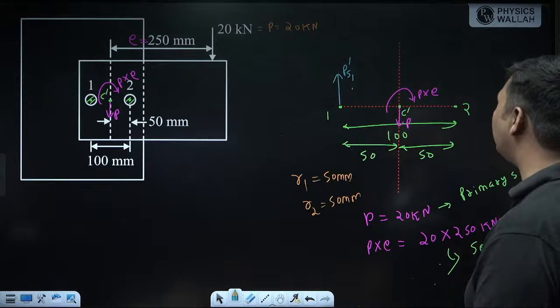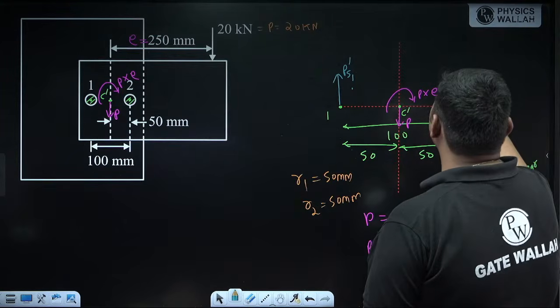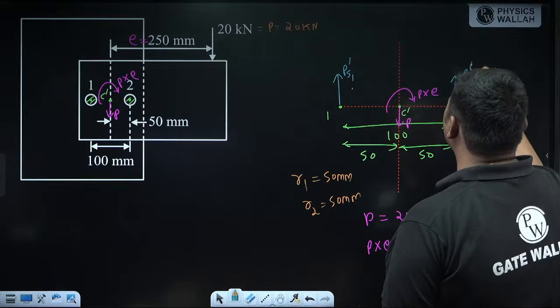So since it is primary, I am taking dash. Similarly, P is downward, so it will be opposite. This is the primary shear force of rivet 2, that is PS2 dash.